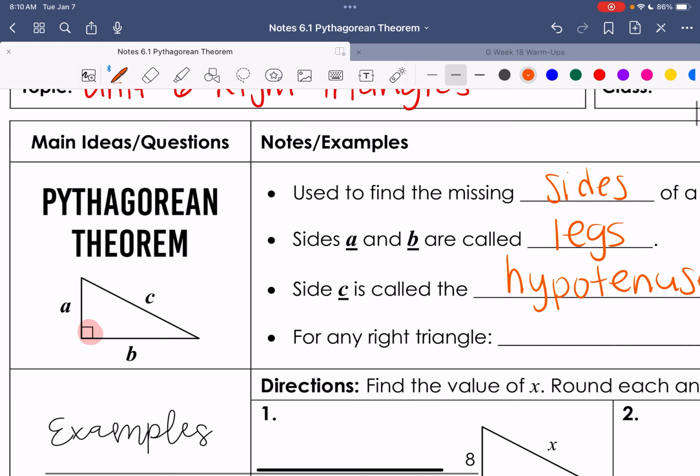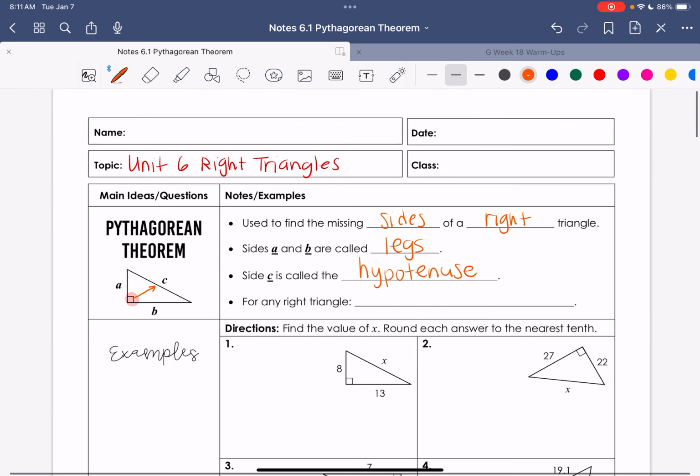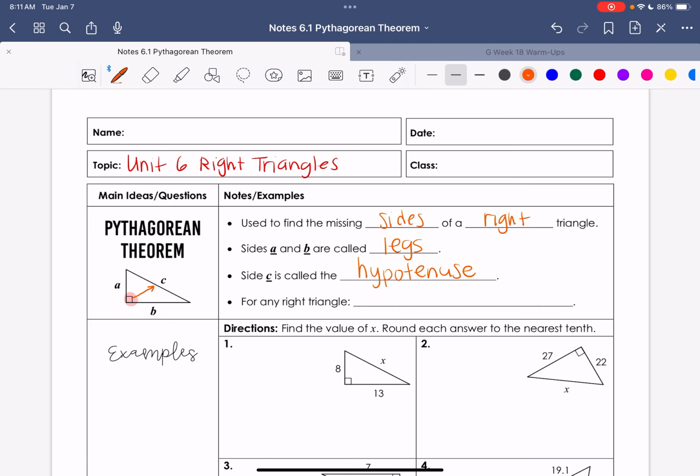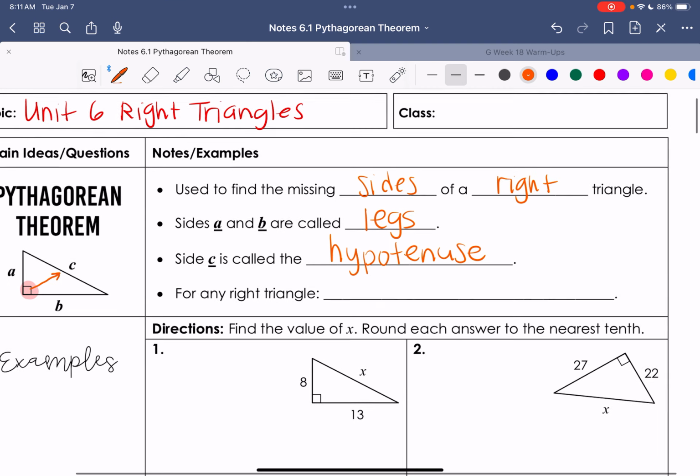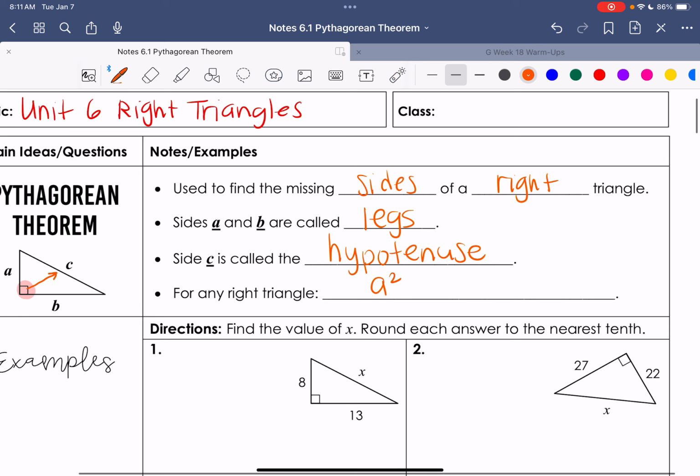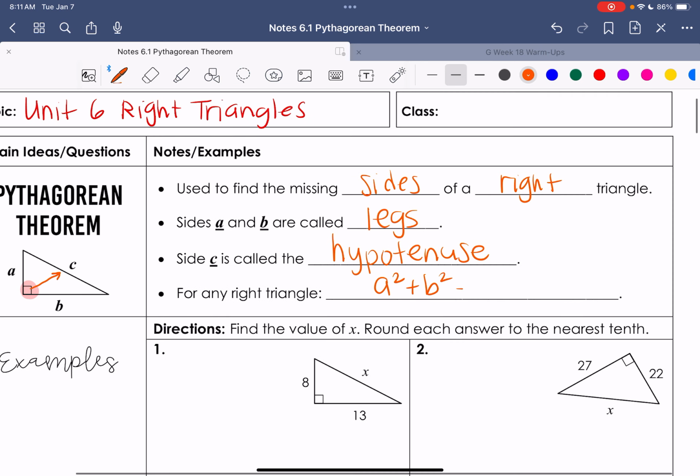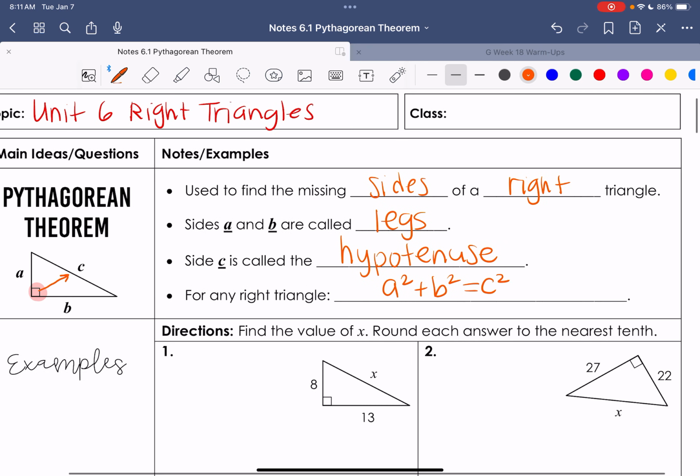Hypotenuse is always going to be across from that right angle, so wherever the right angle is, whatever is across from it will be what we're trying to find most of the time. Okay, and then for any right triangle, so what is the actual Pythagorean theorem? It is a squared plus b squared equals c squared. So notice whatever the hypotenuse is, that's the one that's by itself.